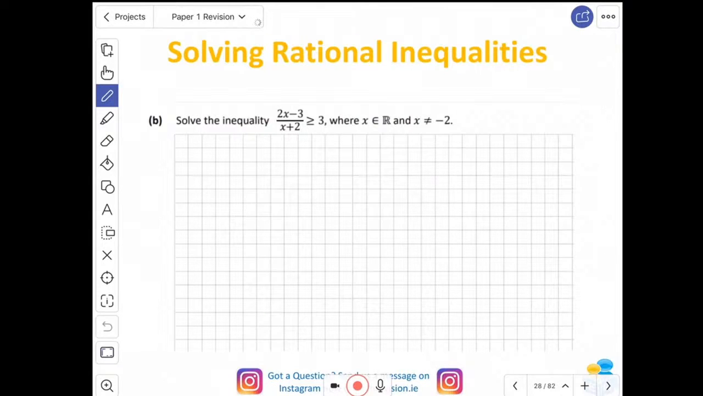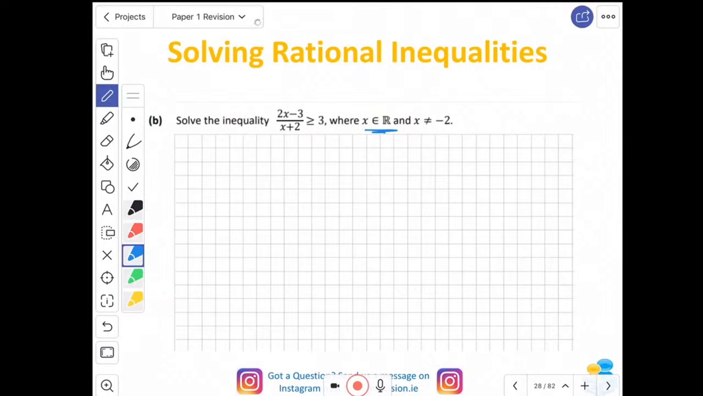Make sure you're reading to see what x is an element of. So we're being told it's real numbers. If you remember back to your Junior Cert, if you ever had to graph that, you're thinking about the fact that it's all numbers that will satisfy it. But I'm going to talk to you more specifically about rational inequalities.